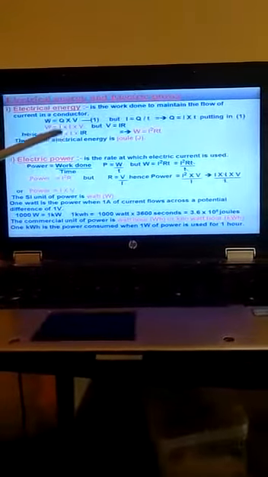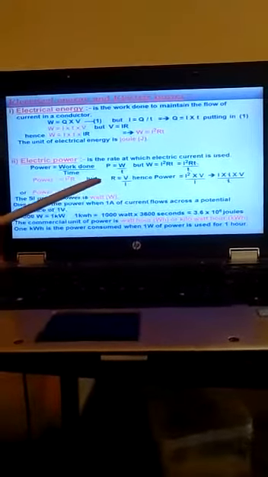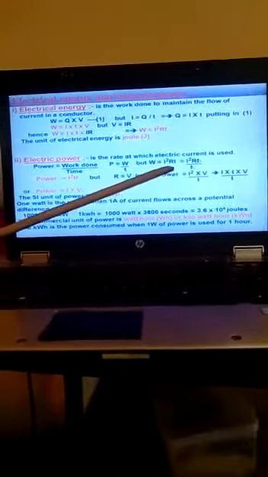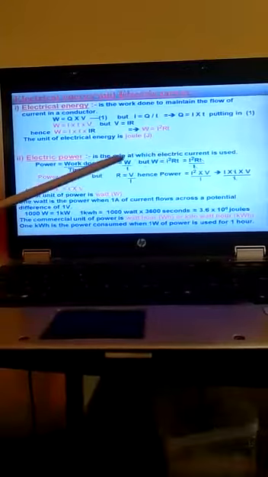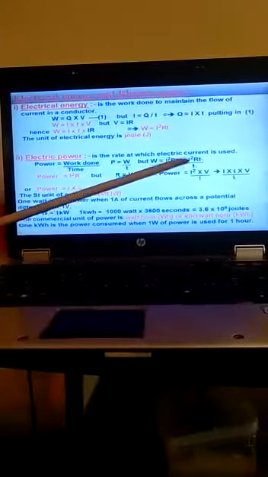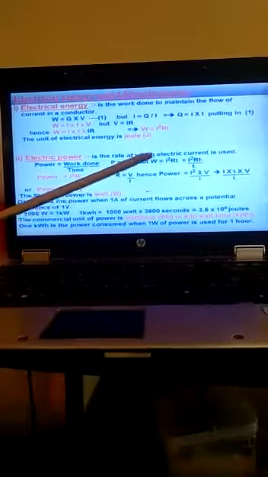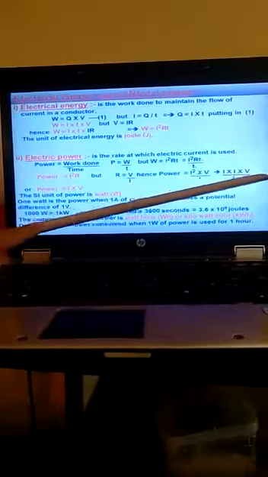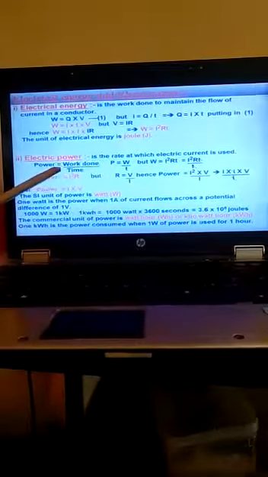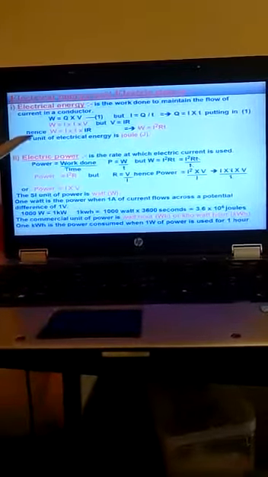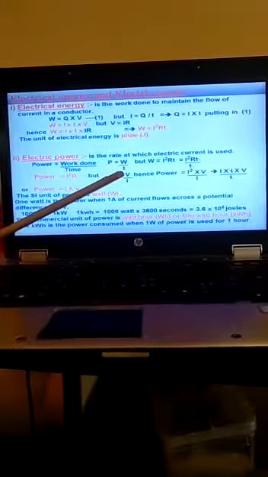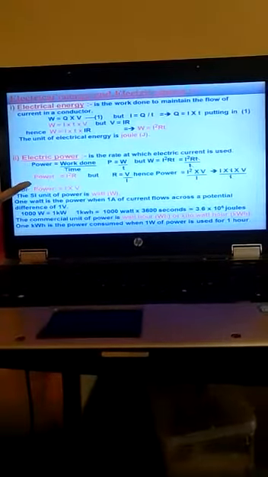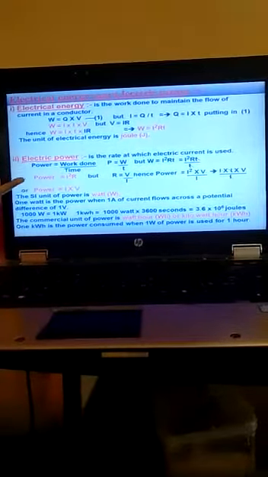Substitute all the three equations in here. You get W is equal to I square RT. Substitute I square RT, T gets canceled out. Power becomes equal to I square R. If you substitute R, you get power is equal to VI. So, three formulas for power: power is equal to W upon T, power is equal to I square R, and power is equal to VI.